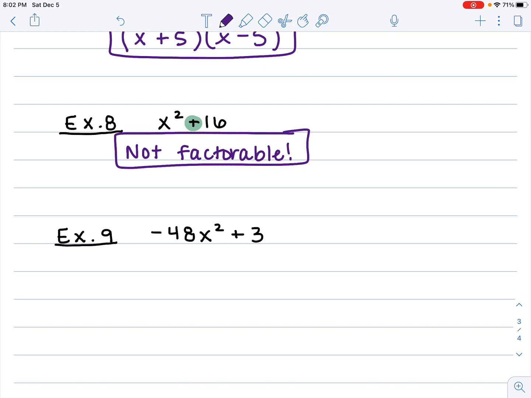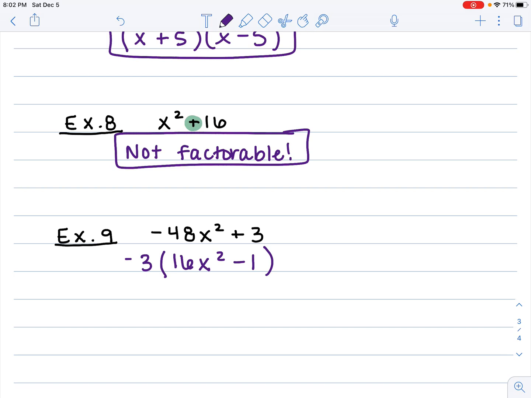All right, we've got negative 48x squared plus 3. Well, it's not subtraction, and 48 and 3 aren't perfect squares. But let's check for a GCF. I think 48 and 3 have a common term there. I think they both have 3 in common. And I'm going to try to pull out that negative as well. So I'm going to pull out a negative 3. I get 16x squared minus 1.